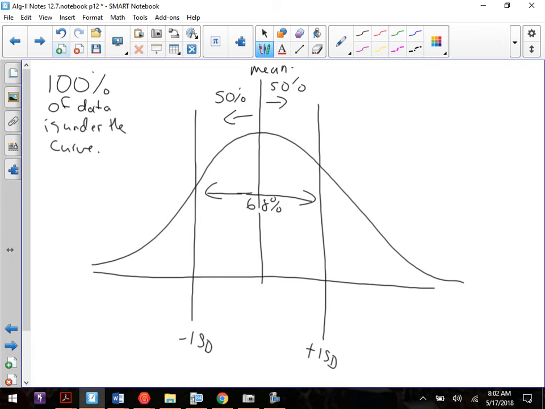Yes, sir? Why is it 68? Because of the way bell curves work. Just the way it is. Yes. This is the intro to stats of intro to stats. So if it's 68%, this is symmetrical, which means this side is 34, and this side is 34. Okay? All right. So far, so decent.